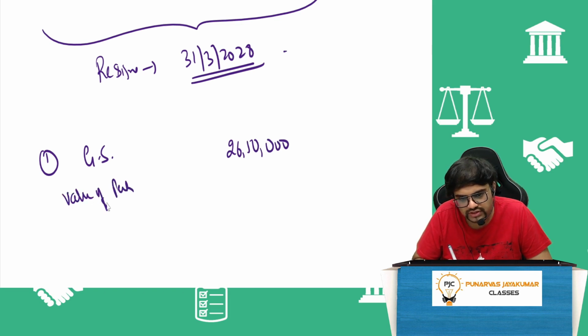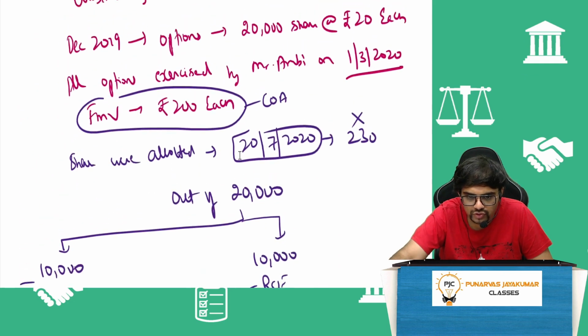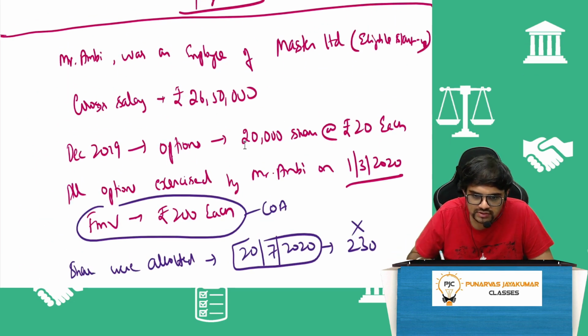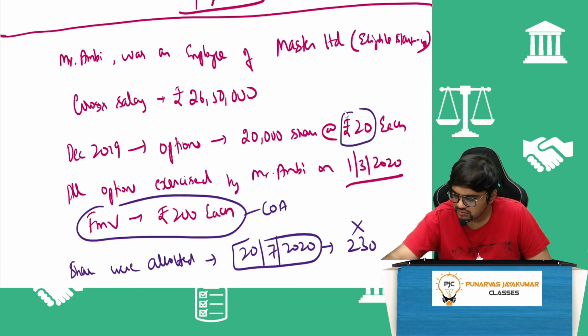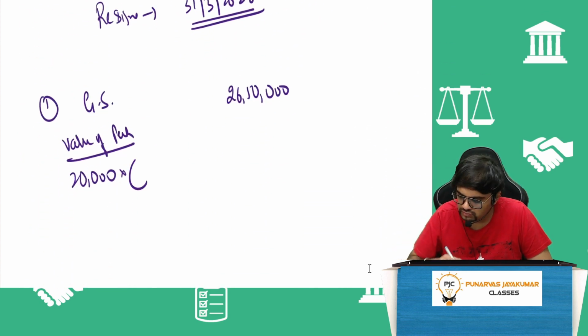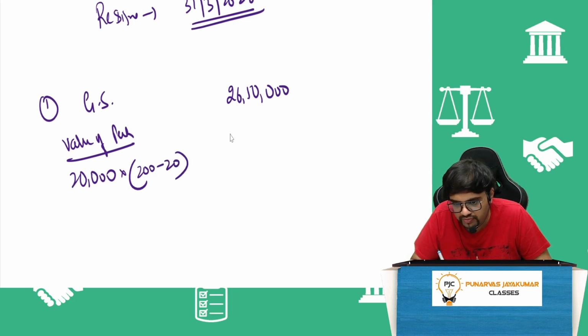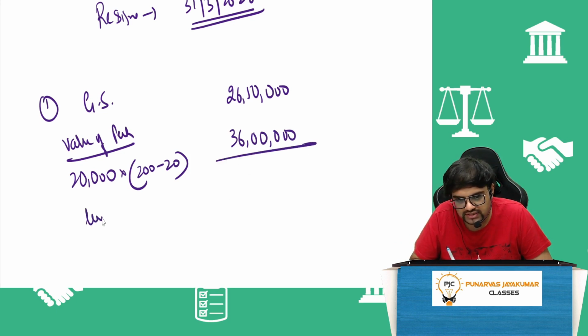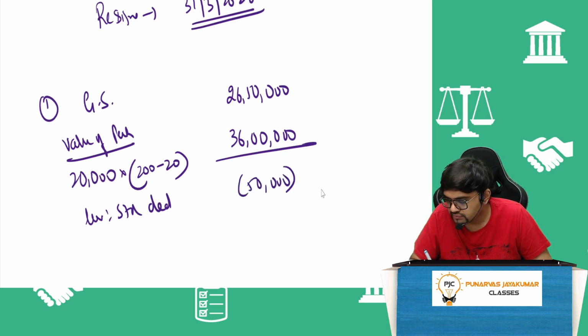Value of perquisites, how much? 20,000 shares he is getting. What is the FMV, guys? What valuation? You have to do 200 rupees minus this one. That is the perquisite face value. That is what they are allotting him, right? 200 is FMV, giving at 20 rupees. This is the value of perquisite, 36 lakhs. So, less standard deduction, 50K. See, this is an income from salary question. Overall is how much? 62 lakh.